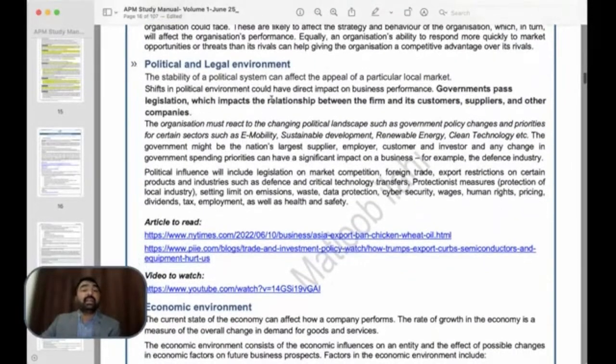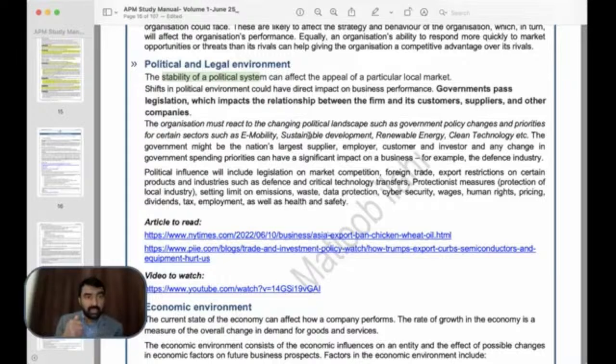Okay, so political and legal environment: the stability of a political system can affect the appeal of a particular market. Yes, if the political landscape is stable, then it would be favorable. It is considered favorable for businesses if the political and legal environment is stable, because that means that the government policies, government priorities, government overall focus all are, you can say, stable. Okay, so this would bring confidence for investors and businessmen.